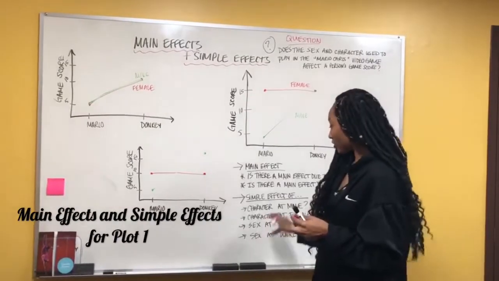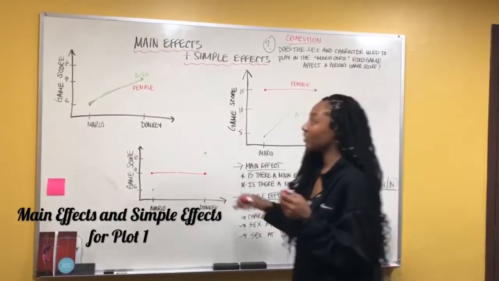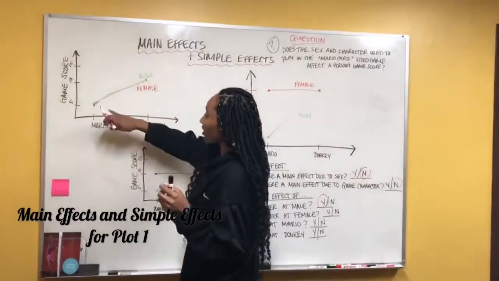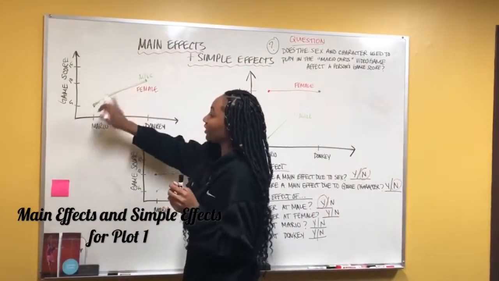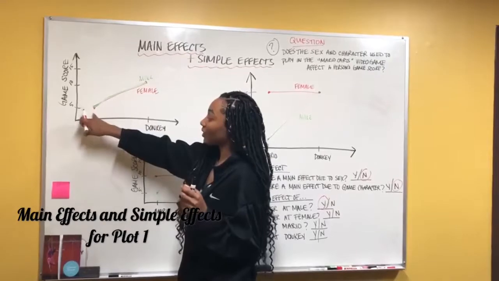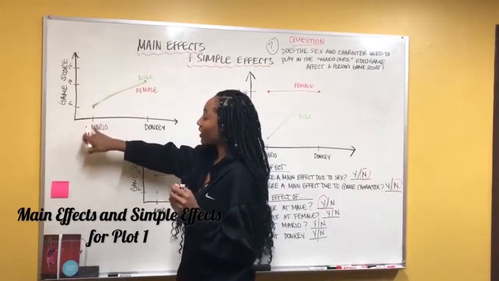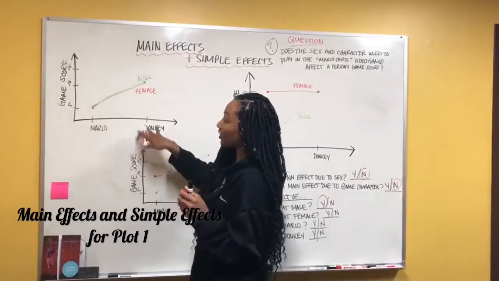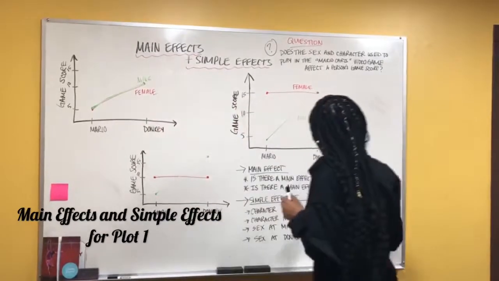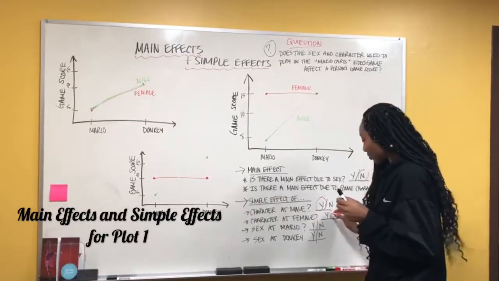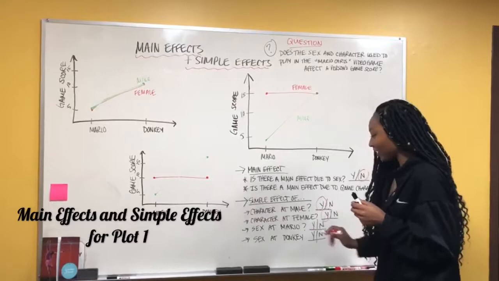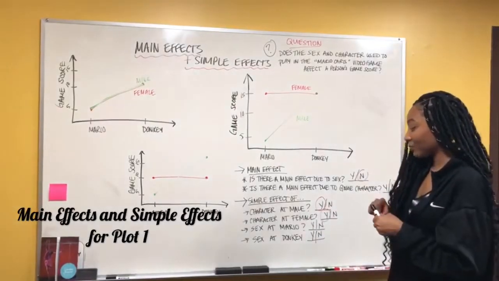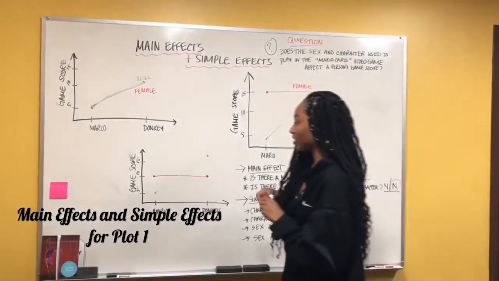Now we'll do female. Is there a simple effect of character at female? Excluding the males from this graph, we'll just identify the female graph. Females, same thing. When they used Mario during the game, they scored a 5, but when they used Donkey, they scored a 15. So there is a simple effect at female. And lastly, sex at Mario. Again, we're going to look at them individually.